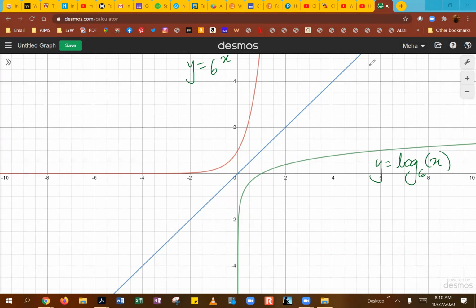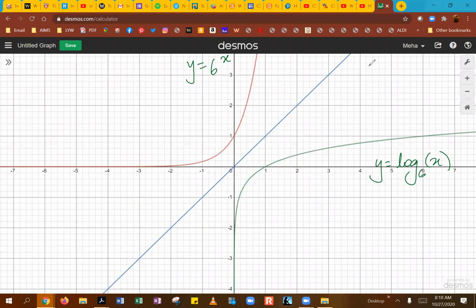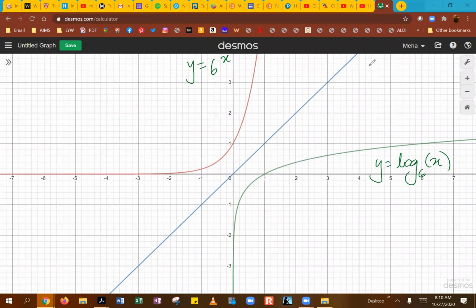So just to compare the properties between our logarithmic and exponential functions, let me zoom into this a little bit. Okay, there we go. You should see that in our exponential function, we have a y-intercept at the point (0, 1). So we know that point reverses, and it ends up becoming an x-intercept in your logarithmic function, and that's going to be the ordered pair (1, 0).